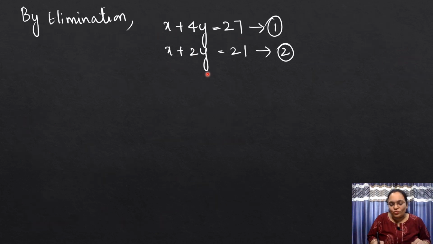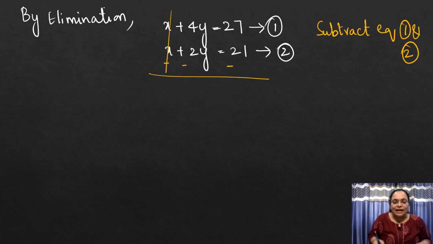If you see these two equations, the coefficients of the x variable are equal, so we can eliminate the x variable by subtracting them. Subtract equation 2 from equation 1. The x cancels, and we get 2y is equal to 6. y is equal to 6 divided by 2, so y is equal to 3.